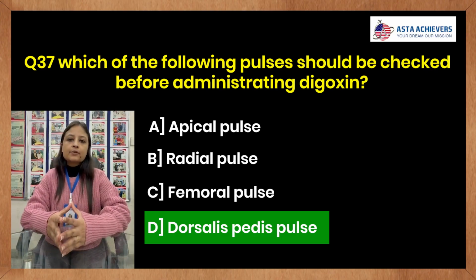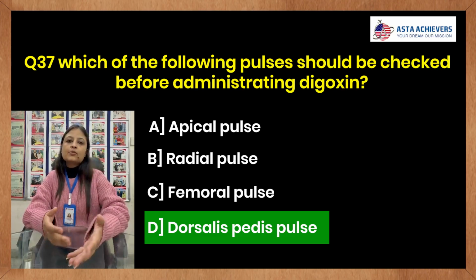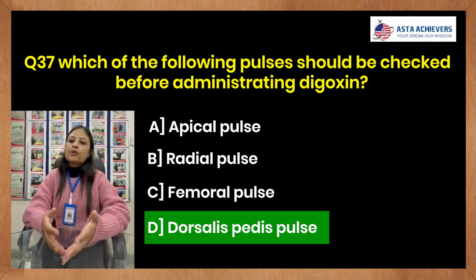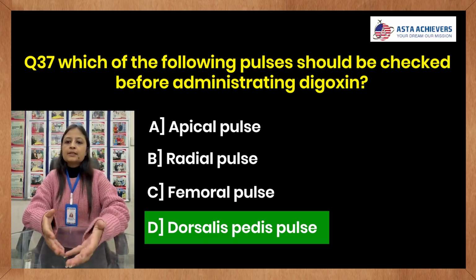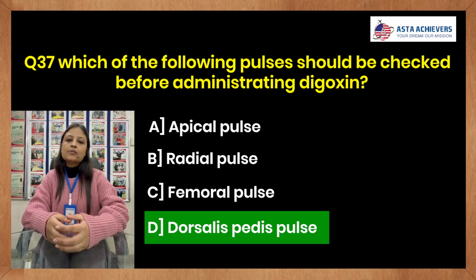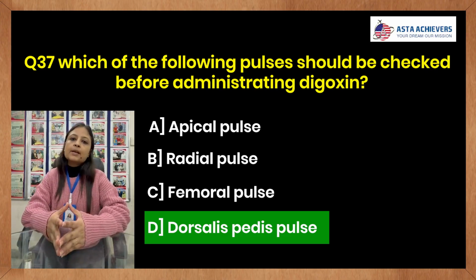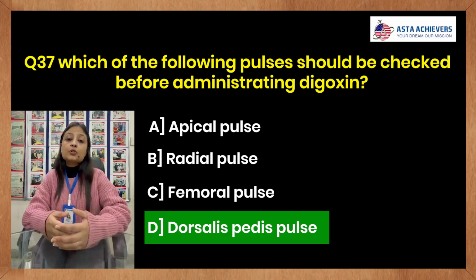Digoxin has a negative chronotropic effect, which means it slows the heart rate, and a positive inotropic effect, which increases the force of heart muscle contraction. So checking the apical pulse ensures the heart rate is in a safe range.